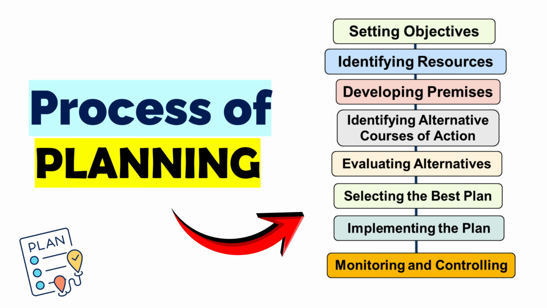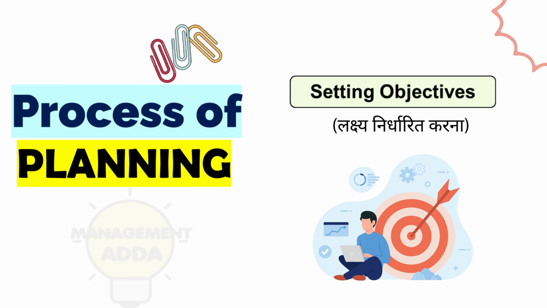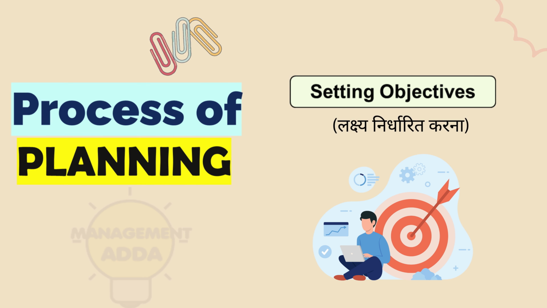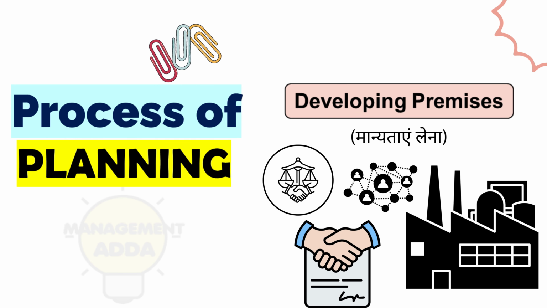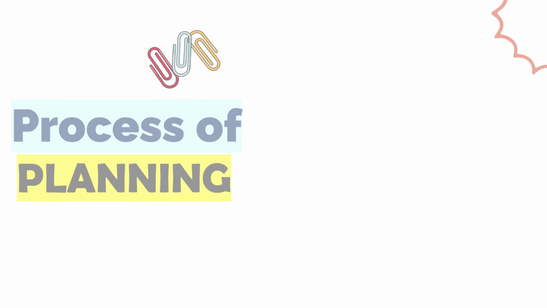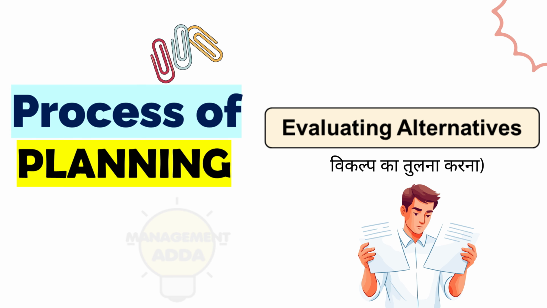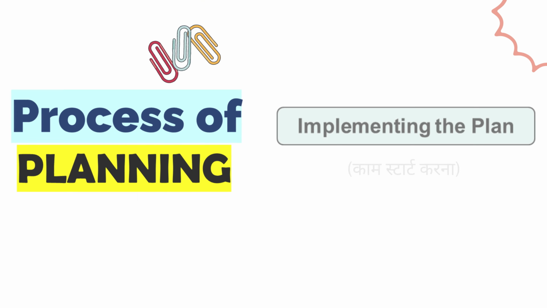In the process of planning, we basically have a few steps which need to be followed whenever you make a plan. For example, first you have to set the objective. Second, you have to identify your resources because, of course, you have to use your resources to accomplish the target or objective you have set. Third comes developing premises. Fourth is identifying alternative courses of action. Next we have evaluating those alternatives. Then after that, selecting the best plan, and finally implementing that plan.